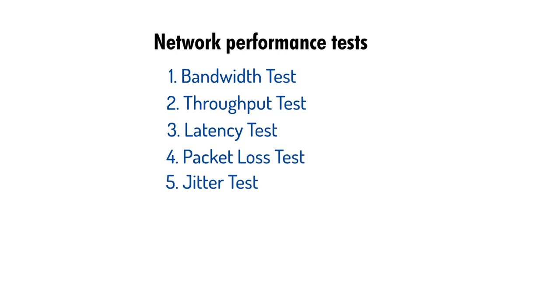Jitter test. This refers to the variation in the delay of packet delivery within the network. Jitter test measures the fluctuations in the packet arrival times and assesses the network stability and predictability. Excessive jitter can cause disruption in real-time applications, impacting the quality of voice and video transmission also.